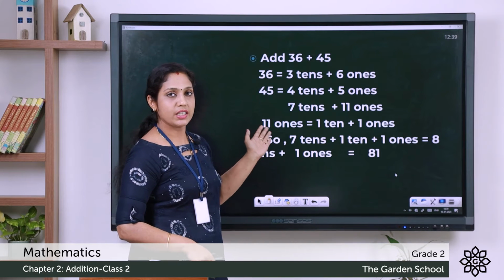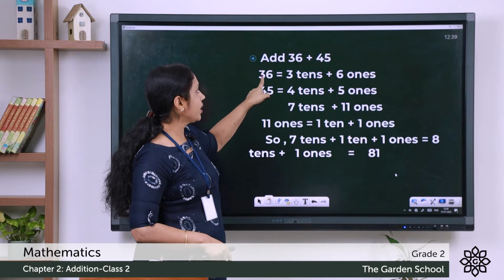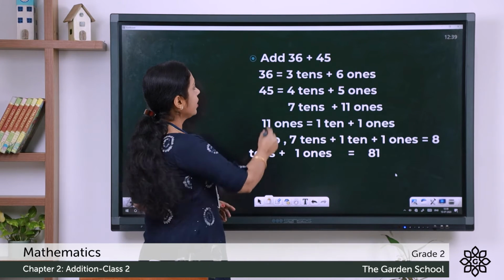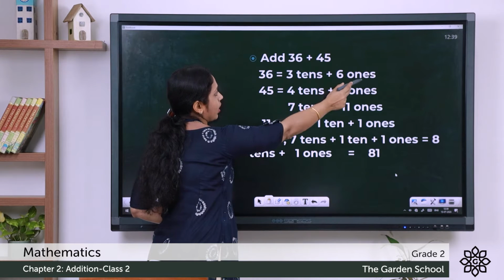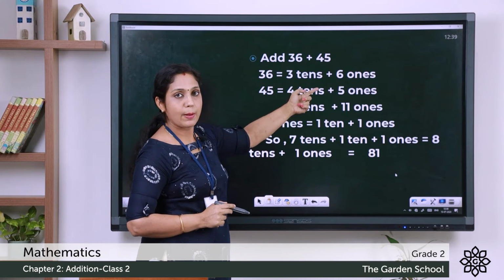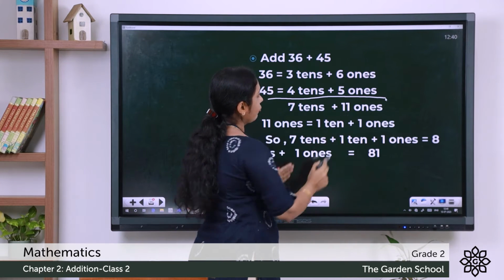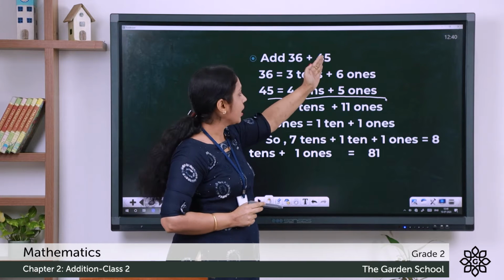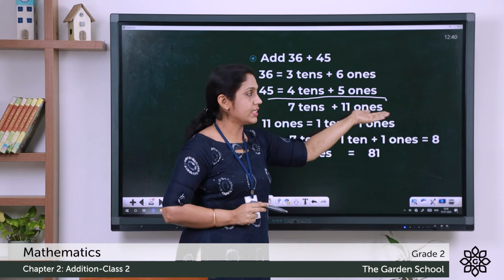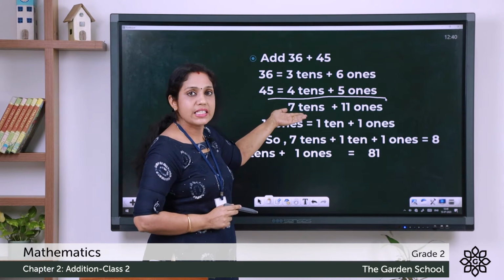Here we have 36 plus 45. So how are we going to do it? First 36, it has 3 tens and 6 ones. We write it as 3 tens plus 6 ones. The next number 45, we write it as 4 tens plus 5 ones. And we are going to add this. First the ones position, 6 plus 5, we get 11 ones. And the tens position, 3 plus 4, we have 7 tens.